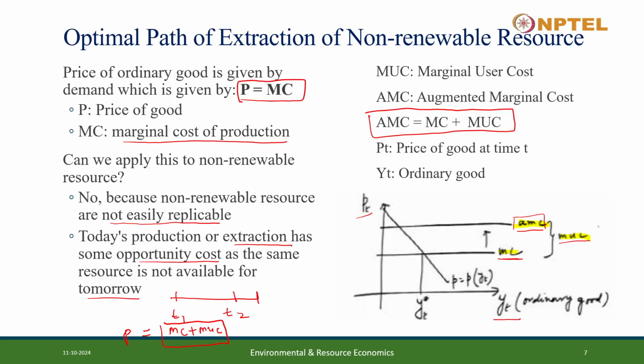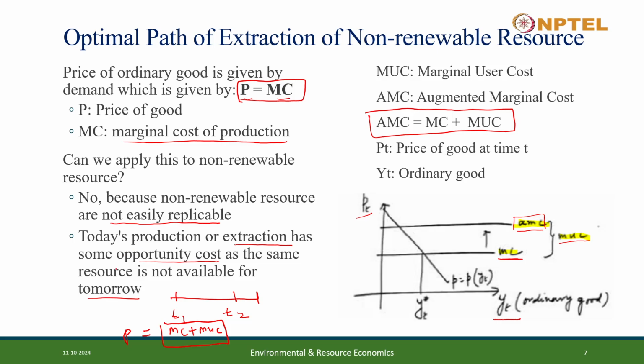now we have the dynamic optimization part. Okay, so now in a normal ordinary good, what we do is we compare the price with the marginal cost of extraction, and the price is determined by this MC, that is the marginal cost of production of any good or any service, right? For an ordinary good. However, for non-renewable resources, this cannot be applied. Why? Because let's say that you are using certain non-renewable resources right now, but this resource has some opportunity cost.